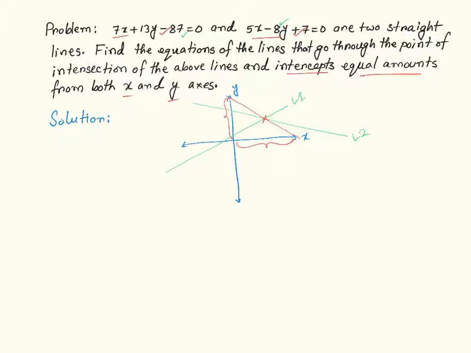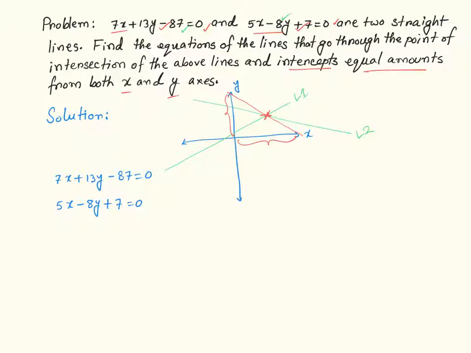Now let me go ahead and solve the problem. To solve the problem, the first thing we need to do is find the point of intersection of the given lines, meaning this one and this one. And to do so, I'm going to use the elimination method. The elimination method you probably already know, but let me give you a quick overview of it. So we are going to eliminate one of the variables.